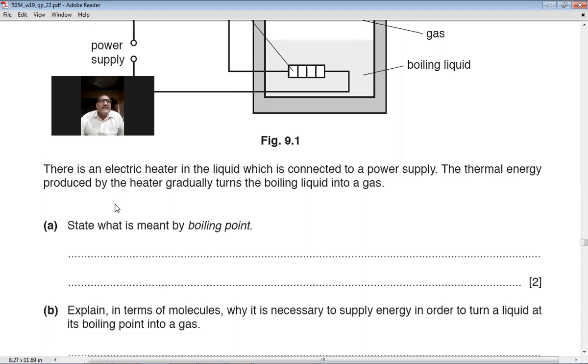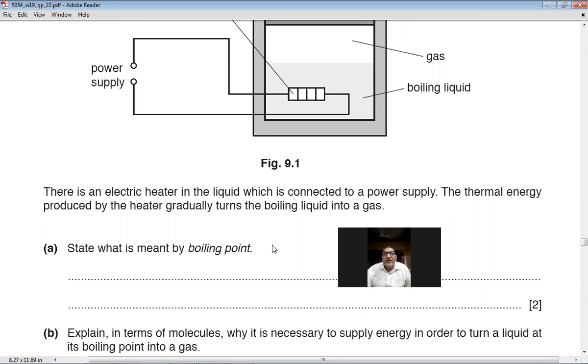It says there is an electric heater in the liquid which is connected to the power supply. So we are basically talking about this electric heater. The thermal energy produced by the heater gradually turns the boiling liquid into a gas. State what is meant by a boiling point.